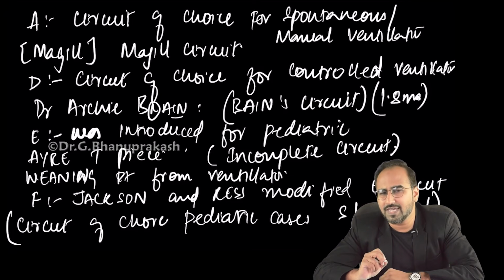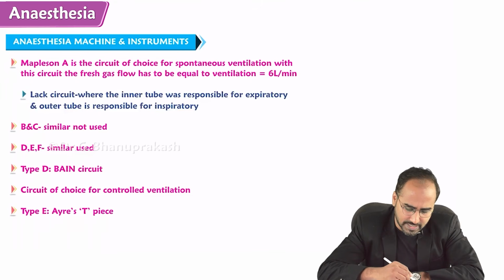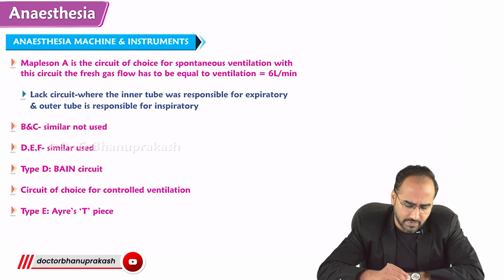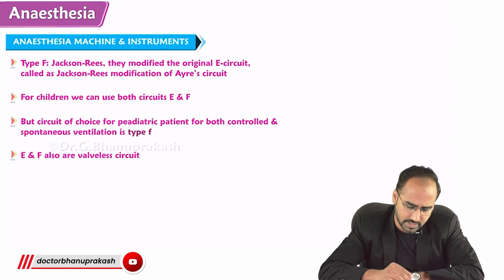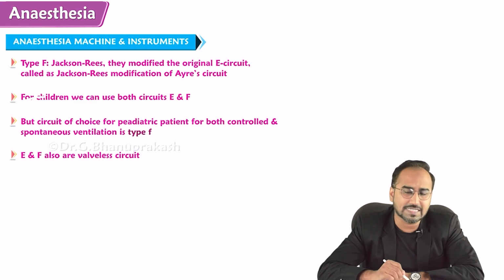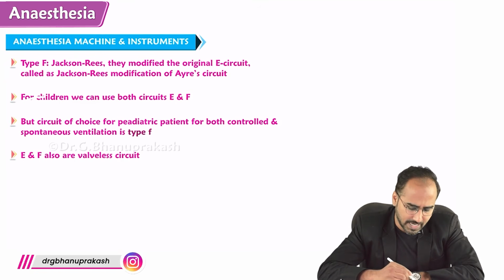So once again guys, we are discussing semi-closed breathing circuits. We have already discussed all these circuits. I told you for pediatric cases we use type E and F, but the best is type F. Type F is the best circuit for pediatric cases.